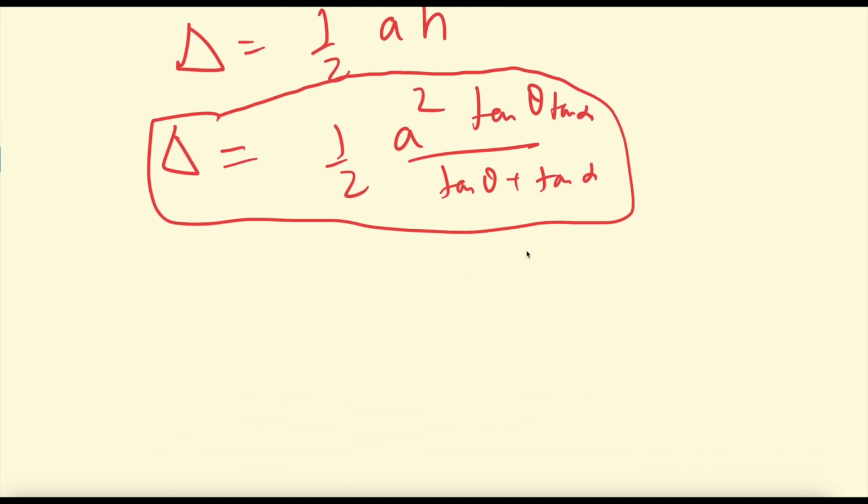Now there's nothing super special about it like the other one, but this formula is pretty good because I don't recall any formulas about the ASA property. Like for SSS you have Heron's formula, for SAS we have 1 by 2 ab sine theta, which I used in the SSS proof. But for this I didn't recall any particular formula.